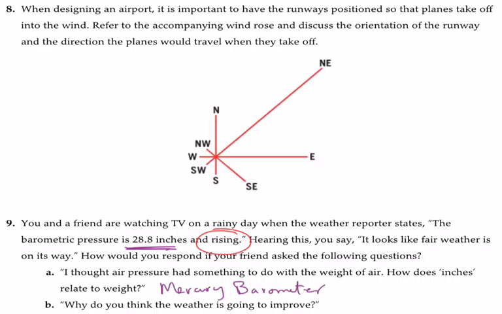Then the last one says your friend heard the weatherman say that the barometric pressure is 28.8 inches and rising, and he's scratching his head. He's like, can you explain this to me? Because I know you're taking this class. And the meteorologist also says it looks like fair weather is on its way. Notice I circled the word rising. Your friend is asking, how does the meteorologist know that?